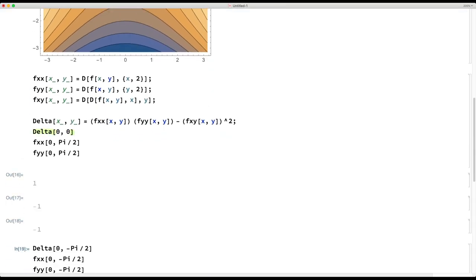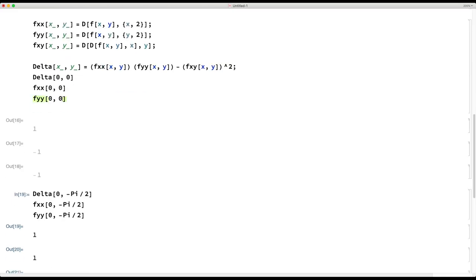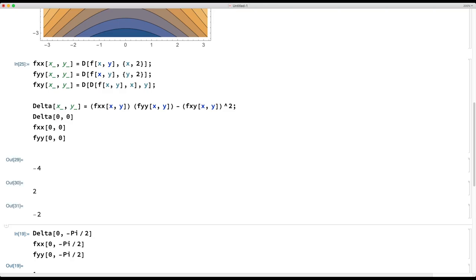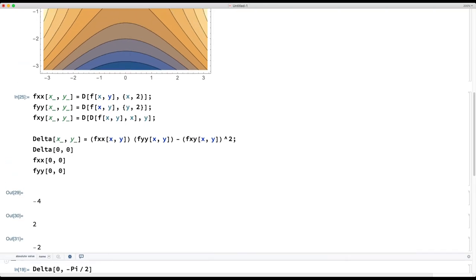Let's double check that. First off, where is our critical point here? In this case, it's at the origin. So I need to do these computations here. We know it's going to be a saddle point, but we're checking to make sure that it is. And sure enough, that's what we get. Negative 4 is the quantity delta, and negative 2 and 2 are fxx and fyy, respectively.